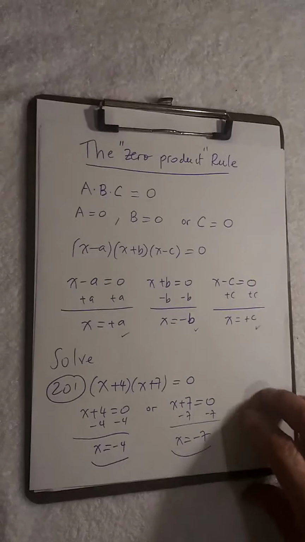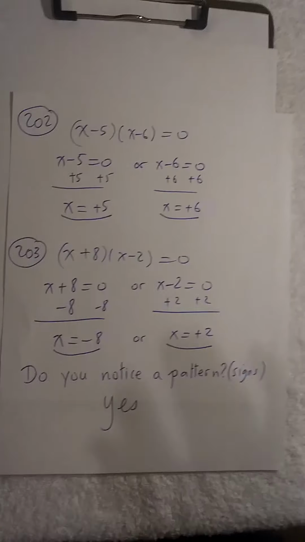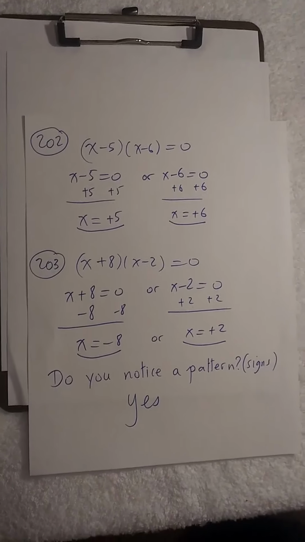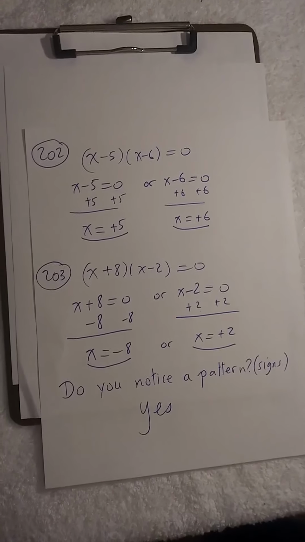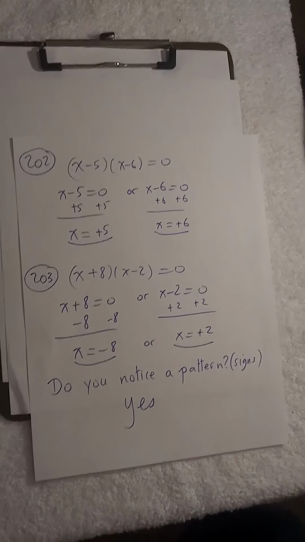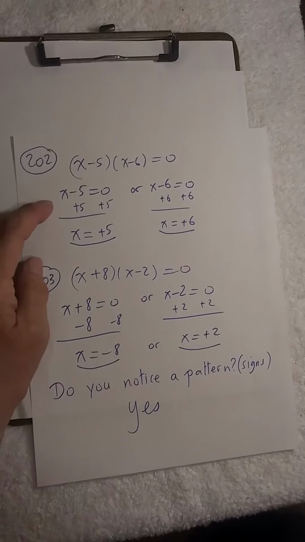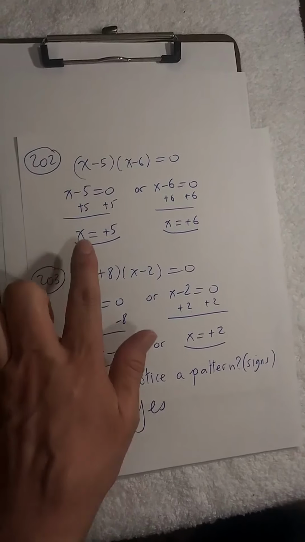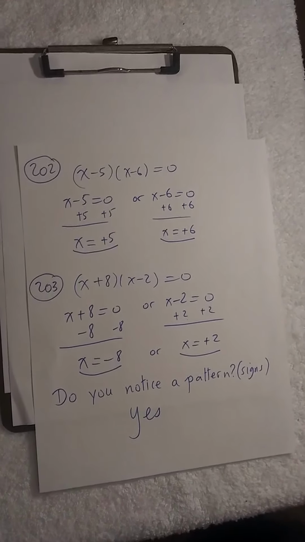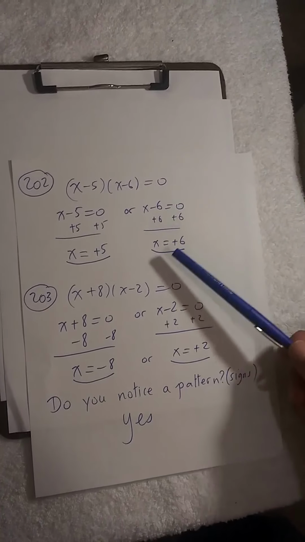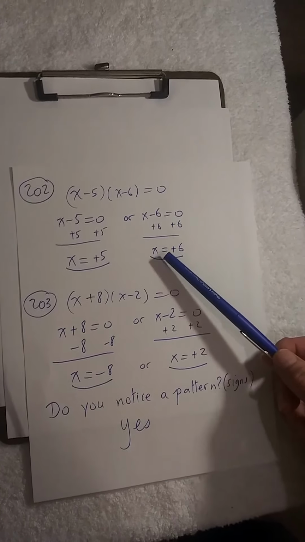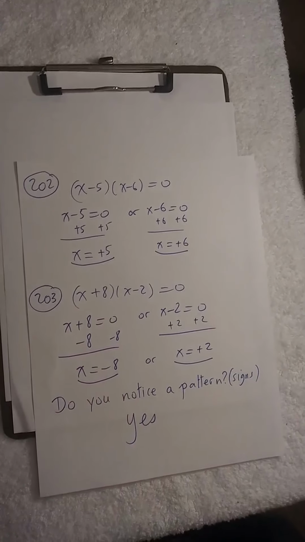We're going to do some more examples. Next example, we have x minus 5 times x minus 6 equals 0. Okay. So you solve x minus 5 equals 0 first. Add 5 to both sides, and that gives you x equals plus 5. For x minus 6 equals 0, add 6. And we end up with x equals plus 6.